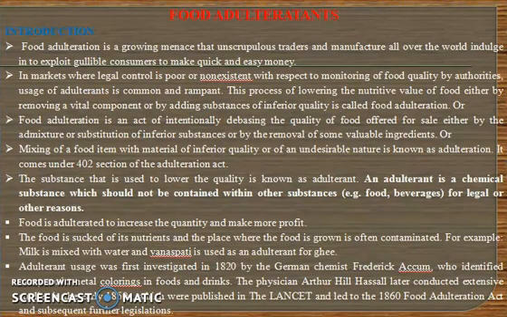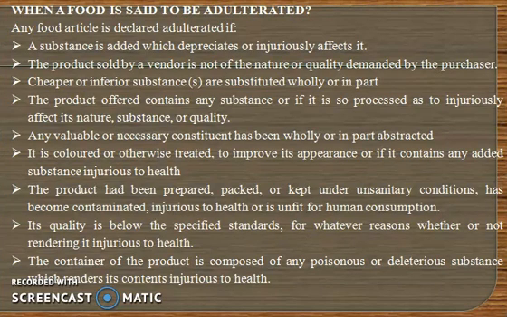Now we will continue with this. When is food said to be adulterant? This is the question. One should understand what a food adulterant is. According to the law, how can you say that this food is adulterant or is said to be adulterant? So I will give you the points: any food article is declared adulterant if, first, a substance is added which depreciates or injuriously affects it. Okay. Anything which has an injurious effect in the food materials is also a food adulterant.